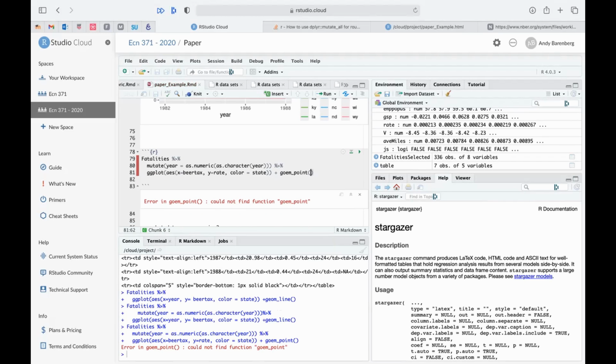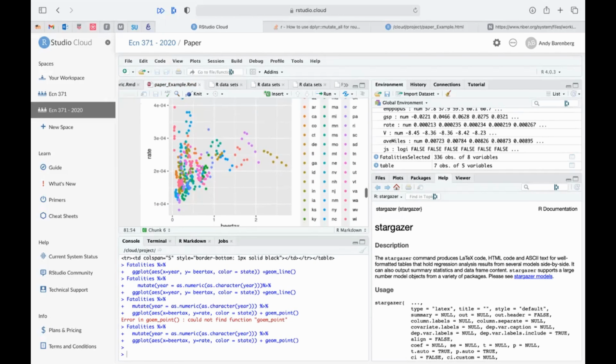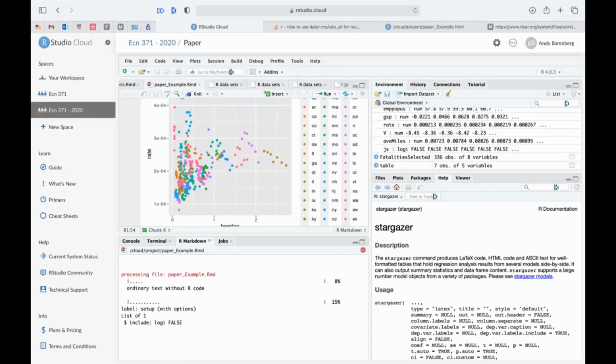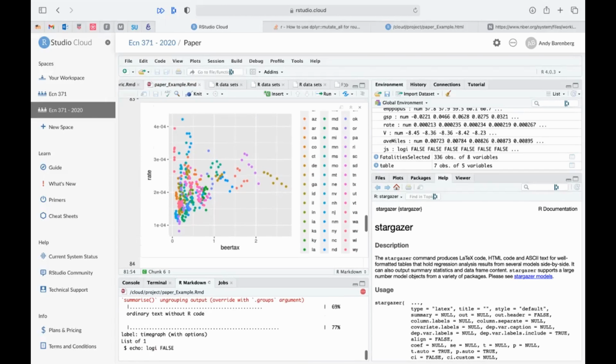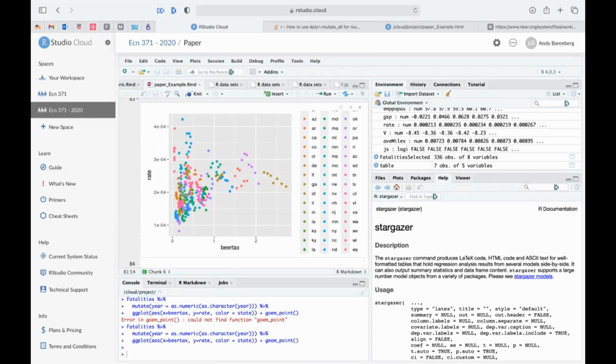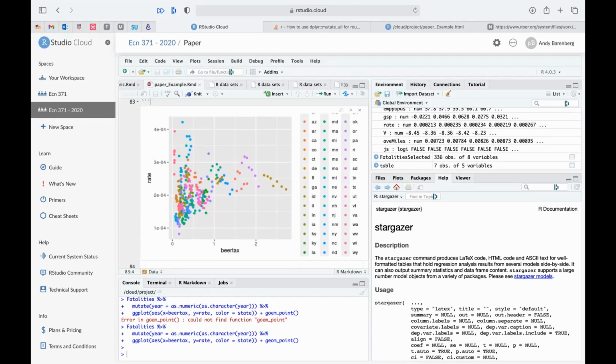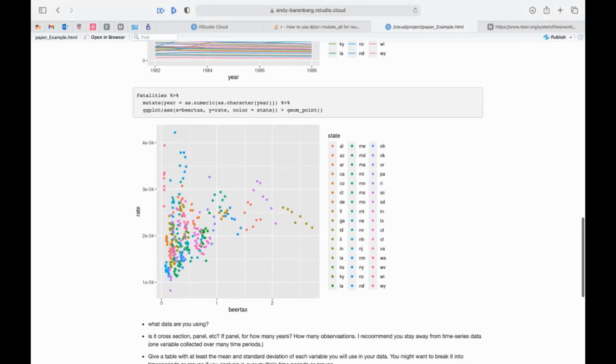I knew there was something wrong. E before the O there. Geom point. Okay, and we got our graph here. Let's go ahead and knit that together. Great. So this is telling you that those that have a high beer tax rate all seem to have very similar rates of fatalities. Those that don't have beer taxes tend to have either very low fatality rates or very high fatality rates. Let me see if this shows up in our paper. Yep, here's the graph in the paper.